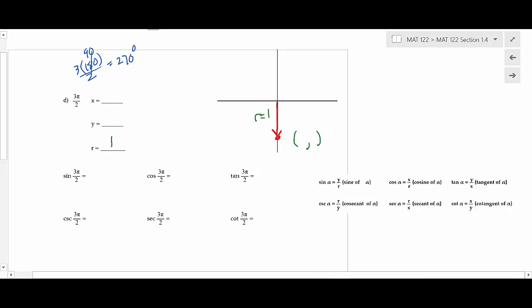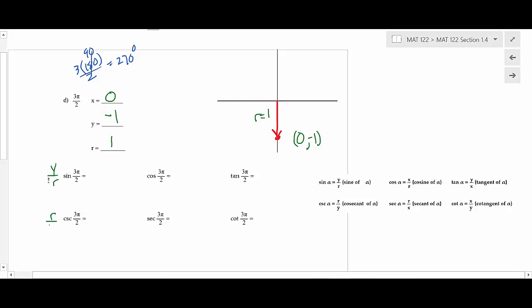Okay, so how far over are you? x is how far over you are. That's 0. y is how far down you are. So what do you use? Yeah, negative 1. Okay, so we have that. So that's what you have to get. That's the key to the problem. The rest of it is doing the definitions.